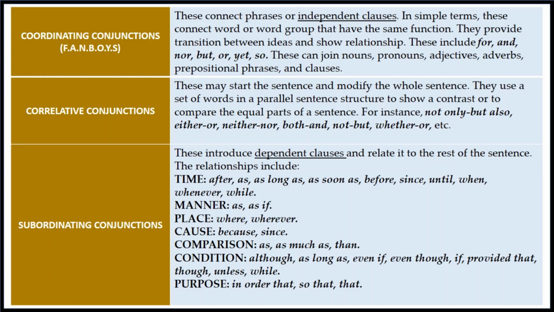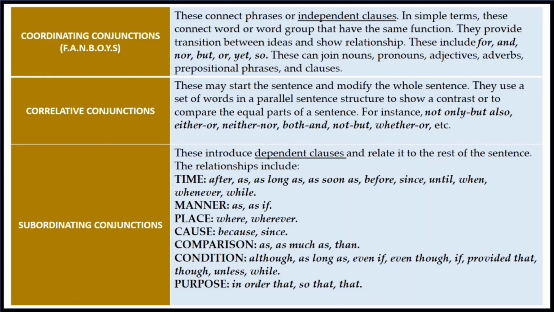So what are common examples of coordinating conjunctions? We find words like for, and, nor, but, or, yet, so. Basically, to remember it easily, we say that coordinating conjunctions are FANBOYS. So they can join nouns, pronouns, adjectives, adverbs, prepositional phrases, and clauses.